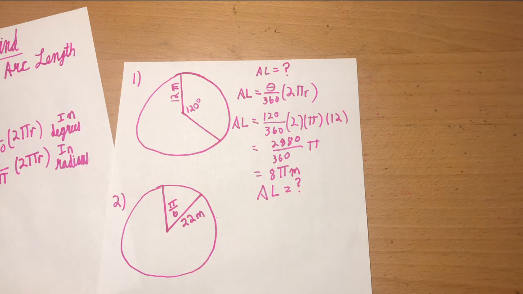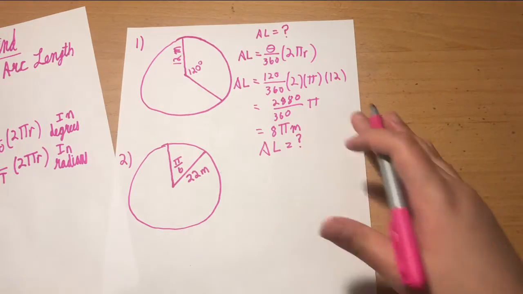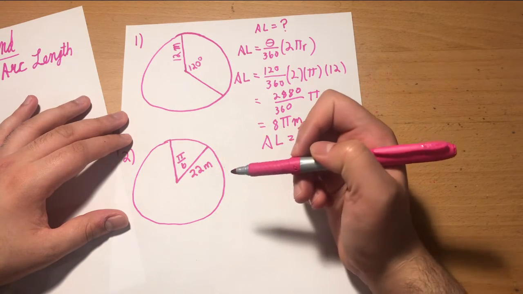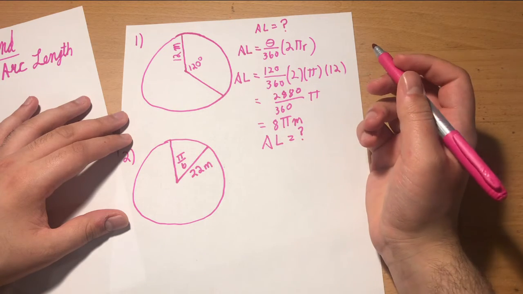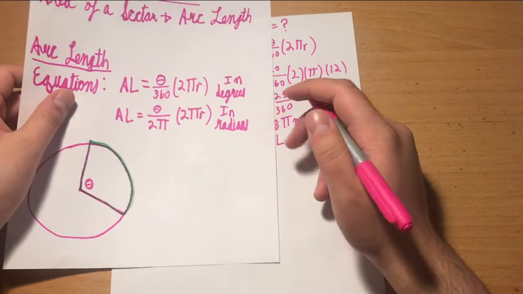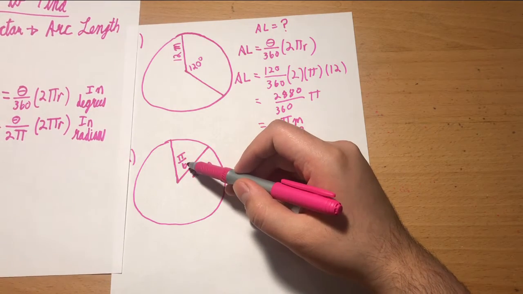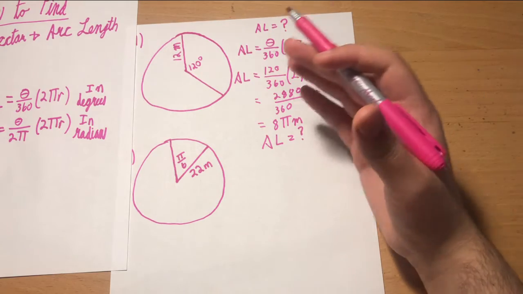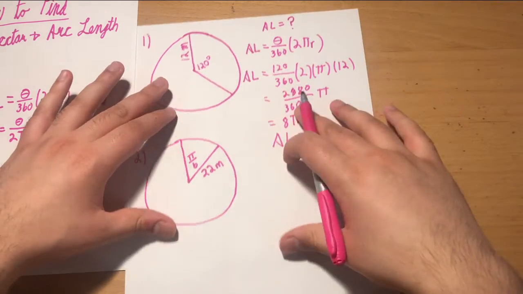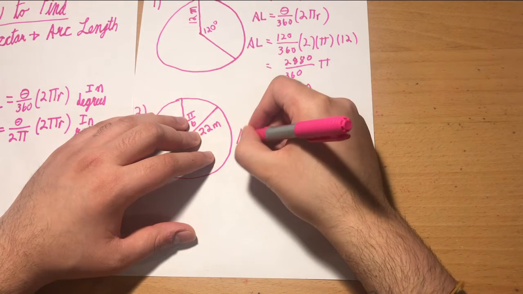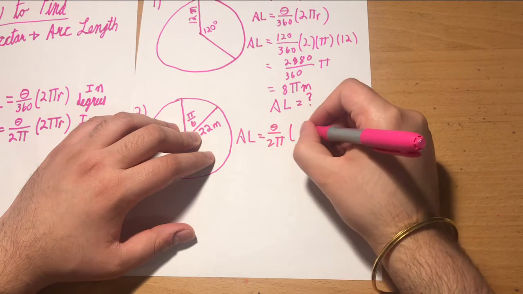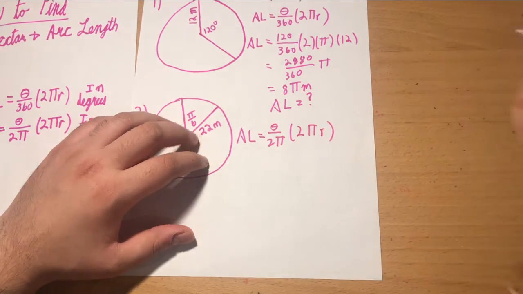Alright, so now let's move on to the next question. So here, we're given a circle. We're shown this angle here, pi over 6 radians, where our diameter is 22 meters. Okay, so we're asked to find arc length, so let's figure out which of the arc length equations we're using. What is our angle in? Well, they give us our angle in terms of like pi over 6, which anytime your angle has pi in it, it's in radians. If it's in degrees, it will have this degrees symbol. Okay, so let's write down the equation for arc length in radians. Arc length is equal to theta over 2 pi multiplied by 2 pi r.